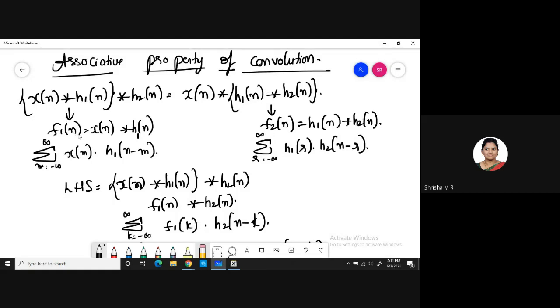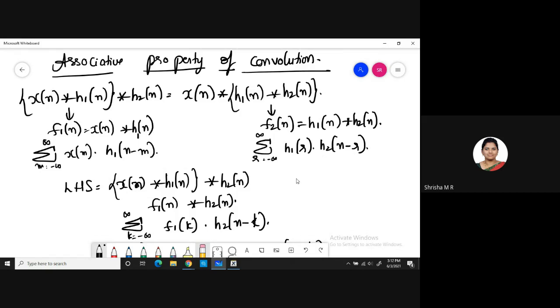Okay, f1 of n is x of n convolved with h1 of n. Using the convolution sum equation, you can write it as summation m equals minus infinity to infinity x of m into h1 of n minus m. I have taken some variable m here. Whereas f2 of n is h1 of n convolved with h2 of n. I take one variable r and write summation r equals minus infinity to infinity h1 of r into h2 of n minus r.